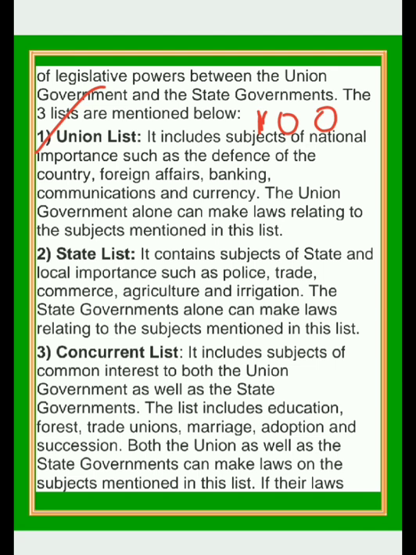So why are these subjects mentioned in the union list? Let us take the example of foreign affairs. If foreign affairs were under the states, then different states may have different types of relations with other countries. For example, Kerala may have good relations with Nepal, while another state may not, or with any other country we can take the example. It may harm the unity of the country. Also there will be a state of confusion about what India's foreign policy is actually representing. Foreign policy is for the nation, it is not by the different states.